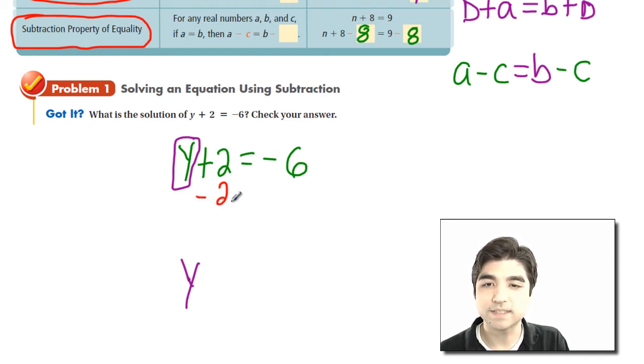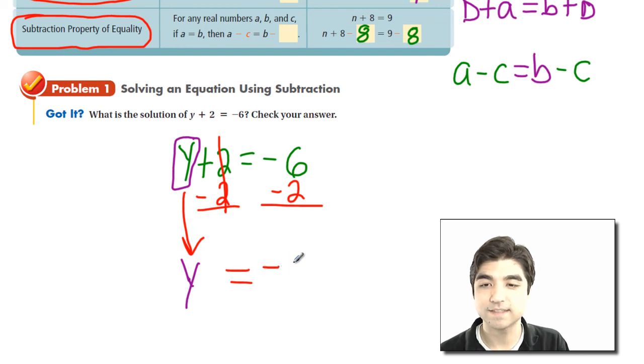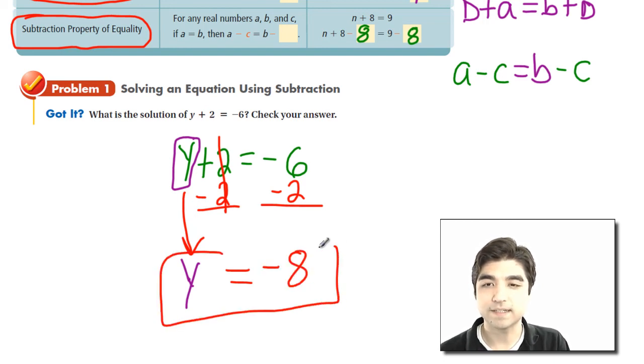So you subtract 2 from each side. And then when you subtract 2, that cancels out the 2 on this side, and then you just have y. And then on this side, you have negative 6 minus 2, which equals negative 8. So that would be the answer.